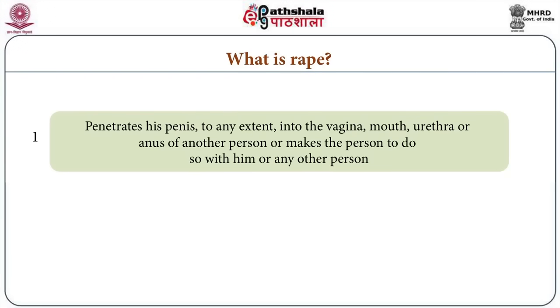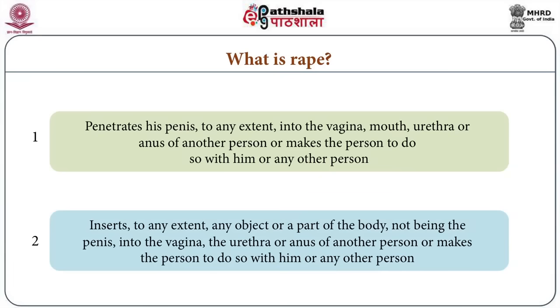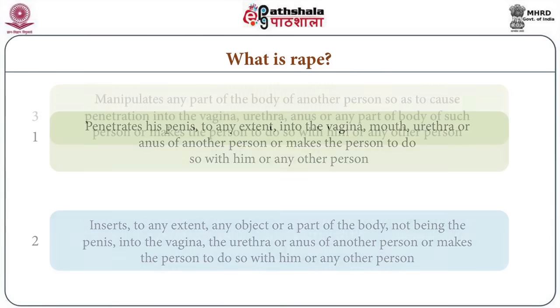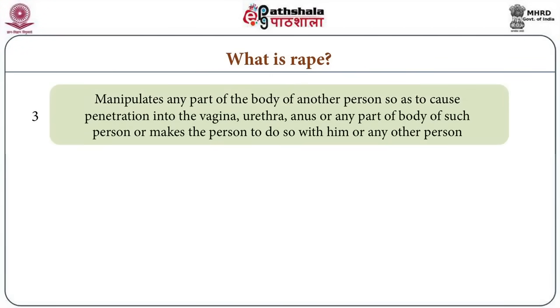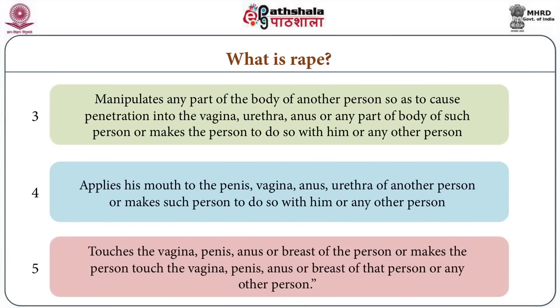This is the way that the clauses function. It tells you the act that's done, how it's done, and that it can mean either doing it yourself or making anyone else to do it. So it goes on. Rape would have occurred if the person inserts to any extent any object or part of the body, not being the penis, into the vagina and so on and so forth, or makes somebody else do it. The third clause states that rape could have occurred if the person manipulates any part of the body of another person so as to cause penetration into the vagina and so on. The fourth clause, if the person applies his mouth to the penis, vagina, anus, urethra of another person or makes another person do that. The last clause, if the person touches the vagina, penis, anus, or breast of the person or makes the other person do that.